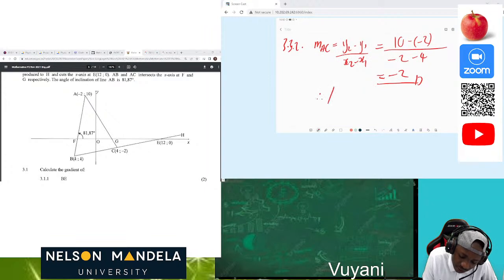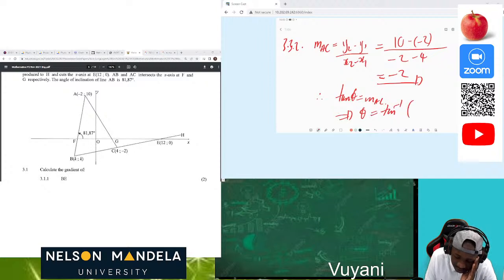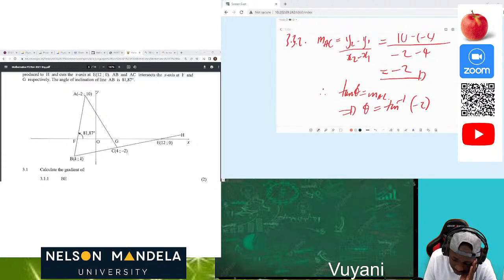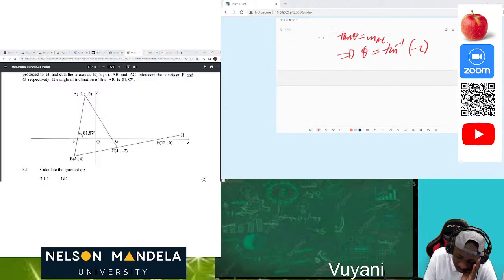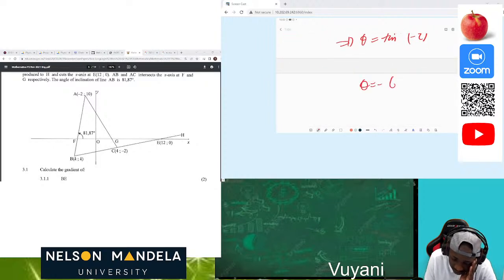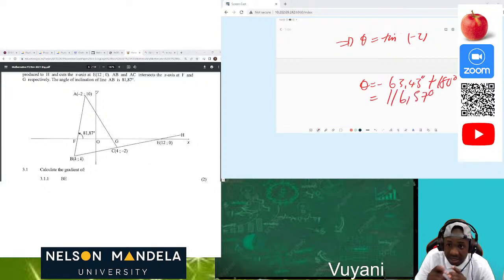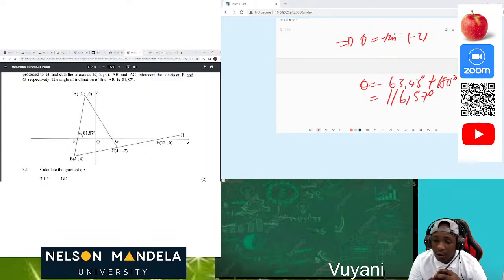So now let's calculate the angle of inclination of line AC. So as always, tan theta is equal to the gradient of AC. Then our theta will be equal to tan inverse of the gradient, which is negative 2. Then we get our answer. Then our theta will be equal to negative 63,43 degrees. So now we add 180 degrees so that we can have a positive angle. Then we end up having 116,57 degrees.